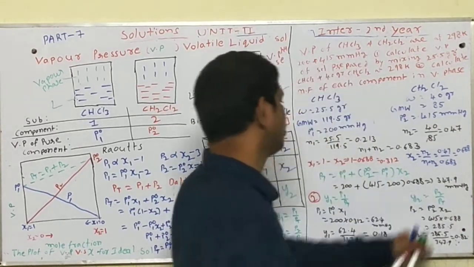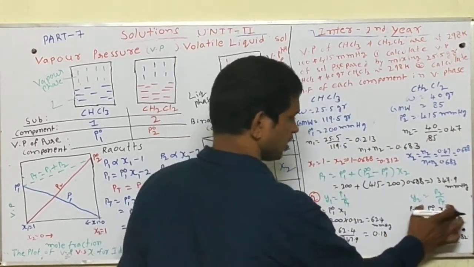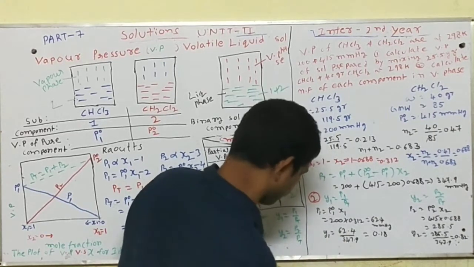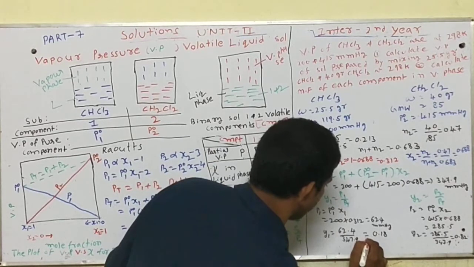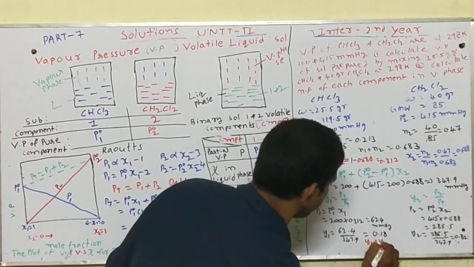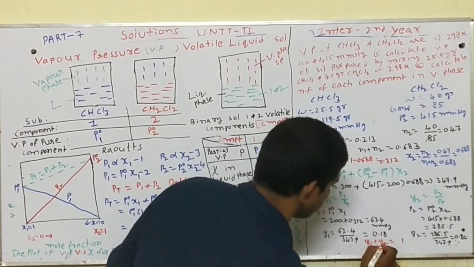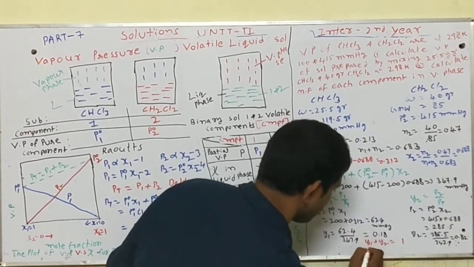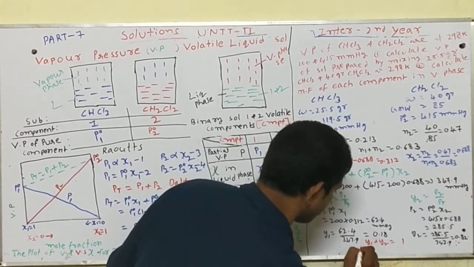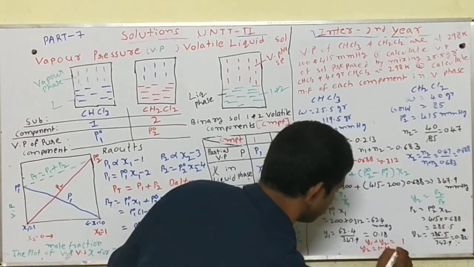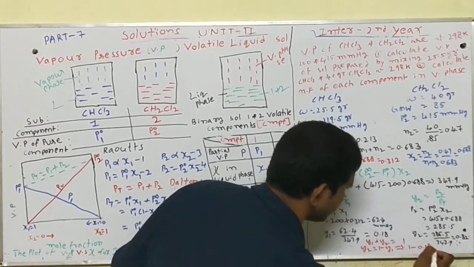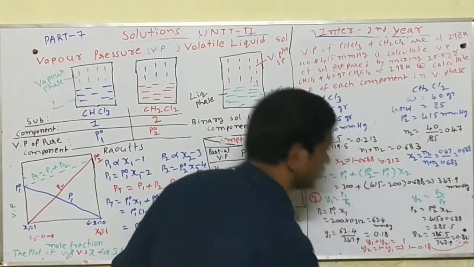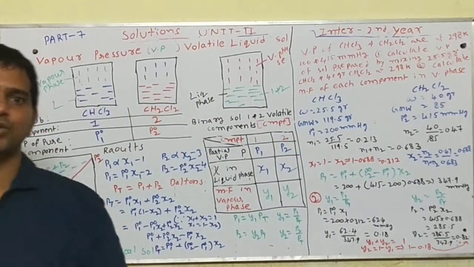We need not do all this in the problem, because we know that y1 plus y2 is equal to 1. Upon substituting y1, which we know from here is 0.18, y2 is equal to 1 minus y1, 1 minus 0.18. We get the same answer, that is 0.82. Okay, with this I am concluding this session.